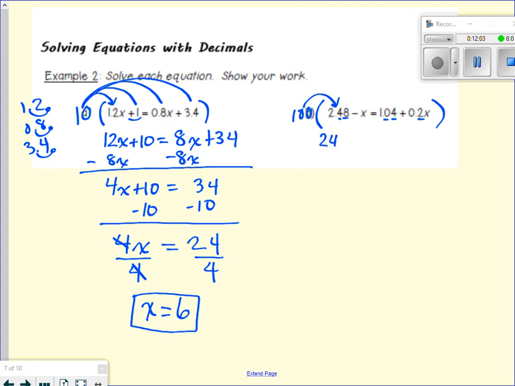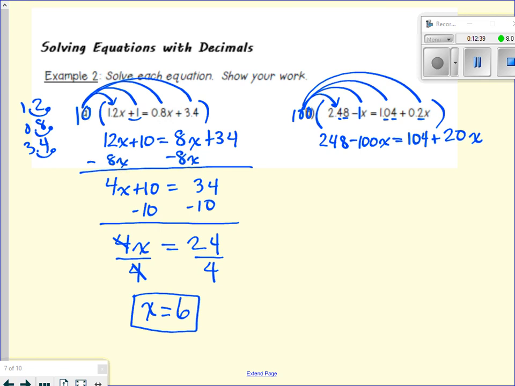So that gives us 248. 100 times negative x, remember there isn't a 1, so 100 times negative 1 is negative 100x. 100 times 1 and 400ths is 104. And 100 times 2 tenths is 20x. All right, now we have no more decimals. Let's go ahead and determine our solution by solving for the variable.